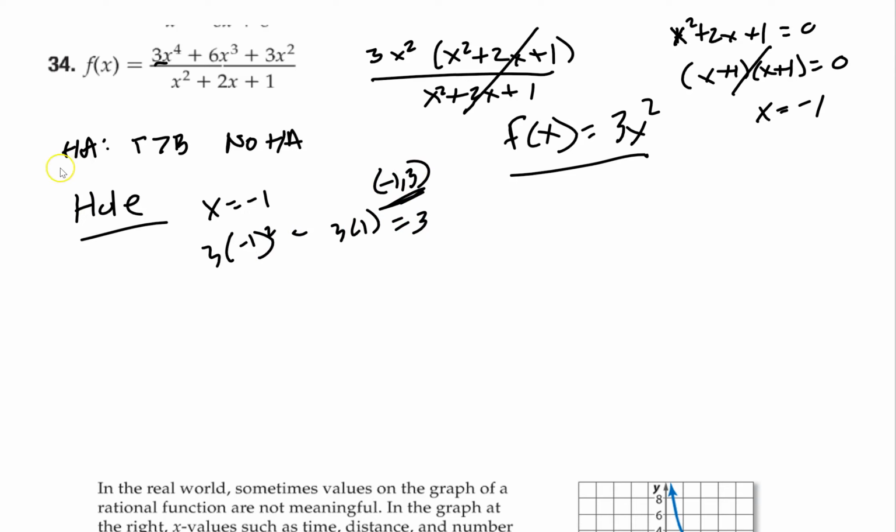Now, so we have horizontal asymptote, none. Hole at -1, 3. Vertical asymptote, so denominator equal to 0. Again, notice no vertical asymptote anymore. There's no denominator. So no vertical asymptote. It all got canceled out.